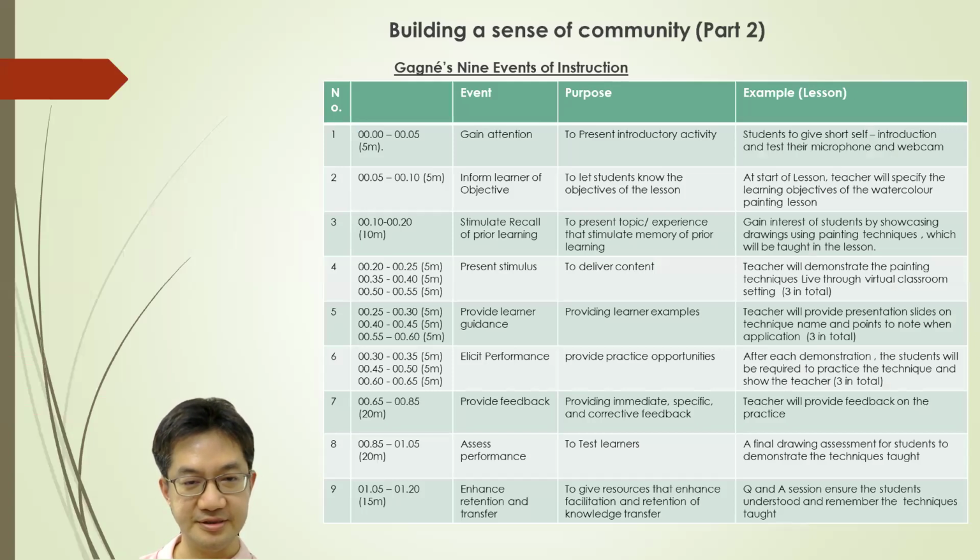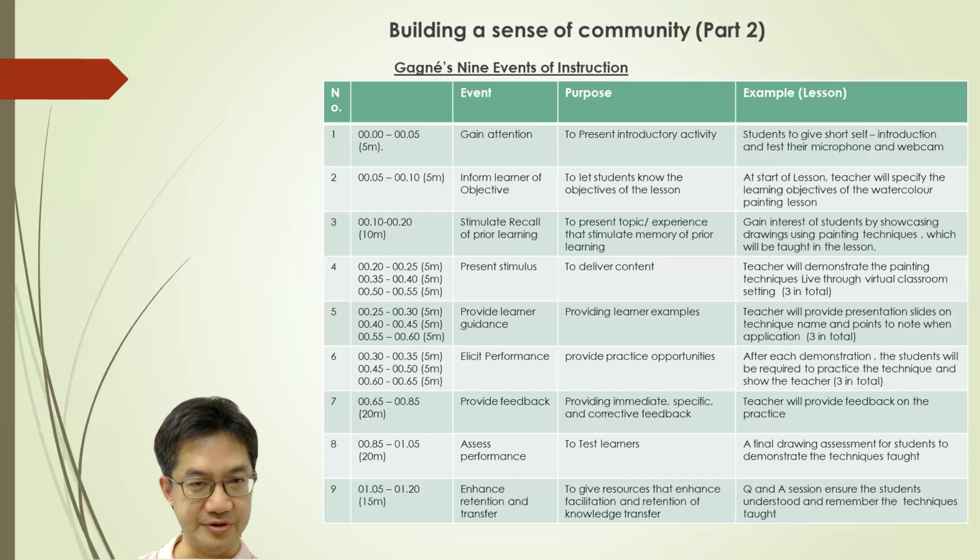Number 6, the event will talk about elicit performance. The purpose is to provide practice opportunities. This will take up 5 minutes. After each demonstration, the students will be required to practice the technique and show the teacher. For events 4, 5, and 6, there will be a total of 3 repetitions where the 3 watercolor control techniques will be taught to the students.